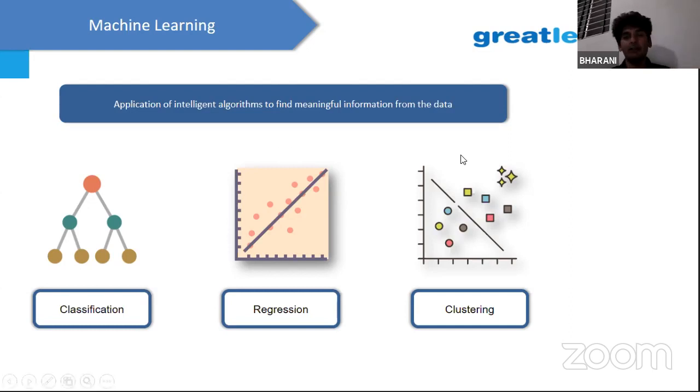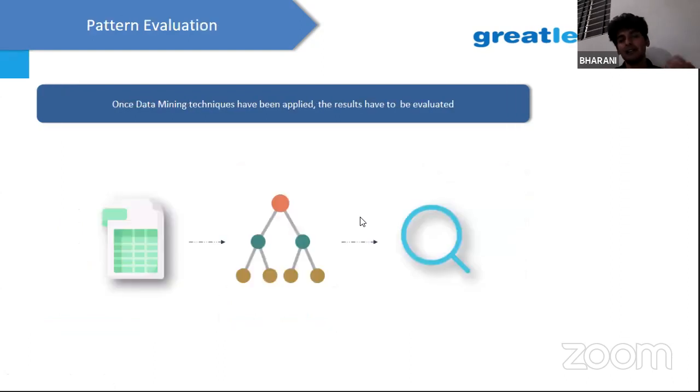So what is a machine learning algorithm? We'll not go into the details of it. Simply put, it's just application of intelligent algorithms. And when you put in these intelligent algorithms on top of your raw data, that would give you meaningful information, right? So we've got the raw data. We've built some machine learning models on top of the raw data, and that has given us a result.